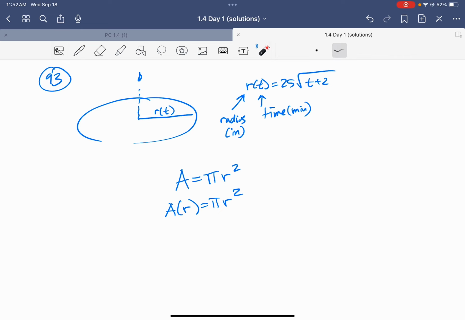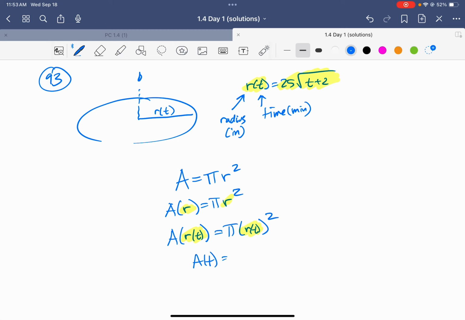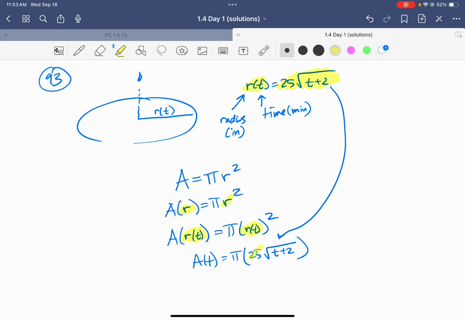Well, notice I can actually plug r into this equation. If A of r is this, well, notice if I plug in here, what you're really going to have is A of r of t is going to be equal to pi times r of t squared, right? Well, this thing on the left, that's just A as a function of time. But what did we say r of t was? It is 25 square root of t plus 2 is what all this is. And that thing's going to get squared, right?